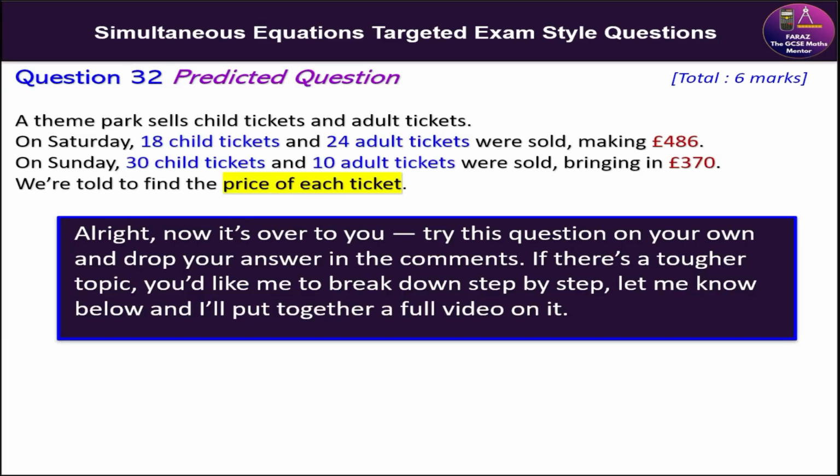Alright, question number 32. Now it's over to you. Here's your chance to apply what you have just learned. A theme park sells child and adult tickets over 2 days, and your task is to find the price of each ticket using simultaneous equations. So go on, give it a try.